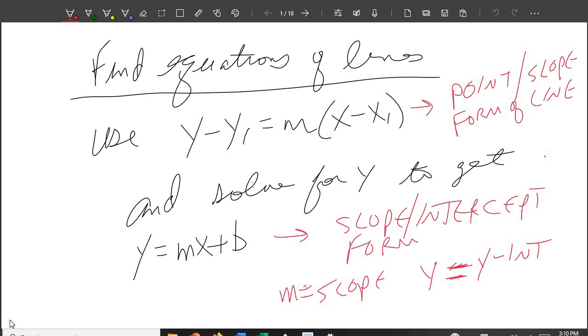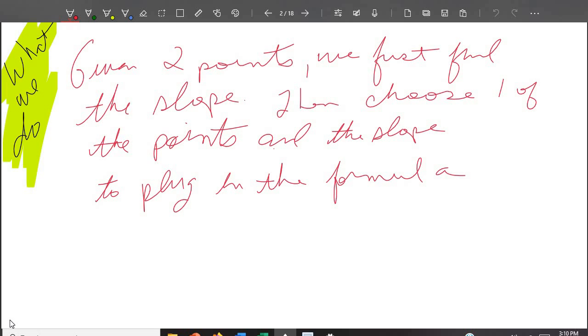So we're going to be plugging numbers in this formula, and we're going to rearrange it by solving for y and put it in the form y equals mx plus b. This form is called the slope-intercept form, and we're going to use it to help us graph the equation of the line. So what we do, if we're given 2 points, we first find the slope, then take one of the 2 points and the slope we just found and plug it in that formula. Now it sounds more complicated than it is. You're basically finding a number and plugging 3 numbers in the function, that equation, and simplifying it.